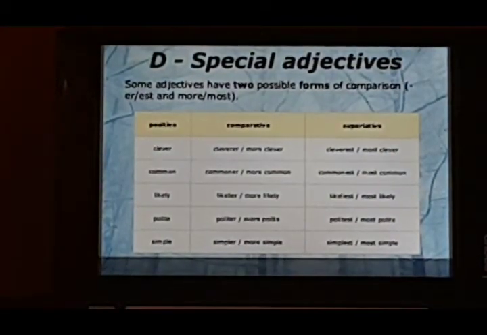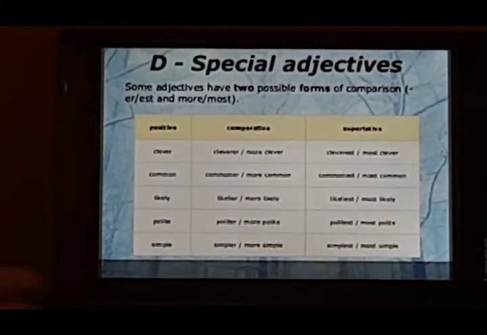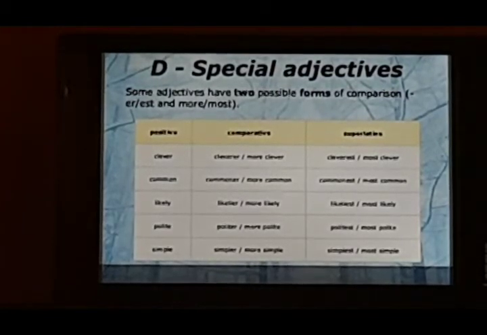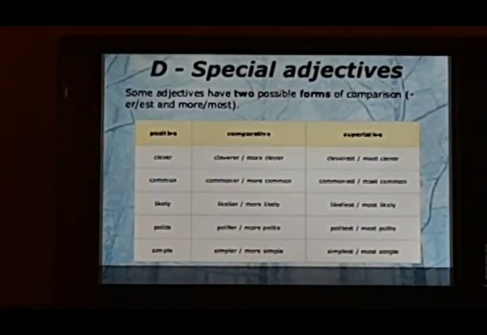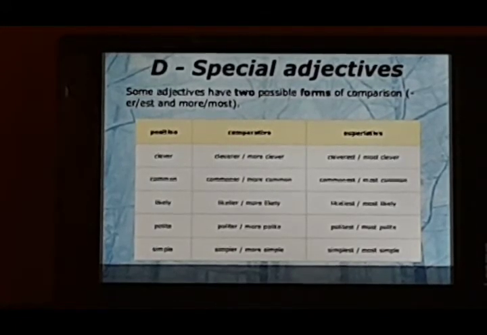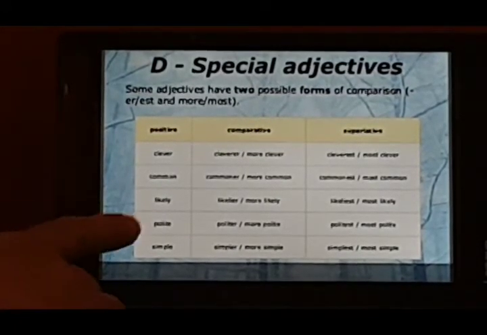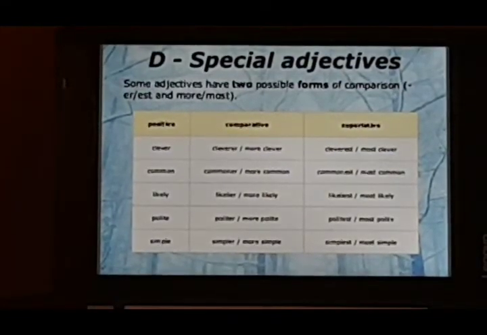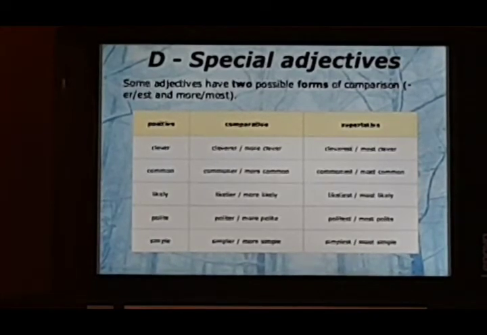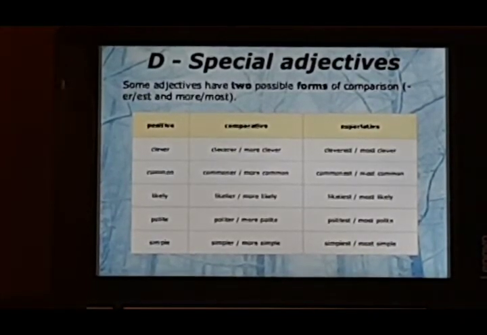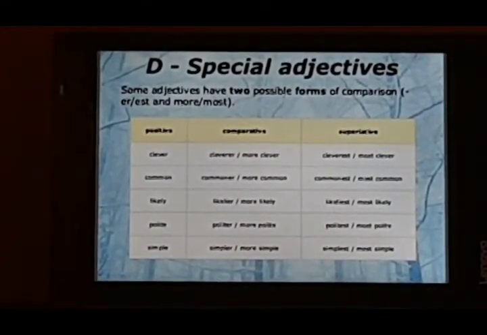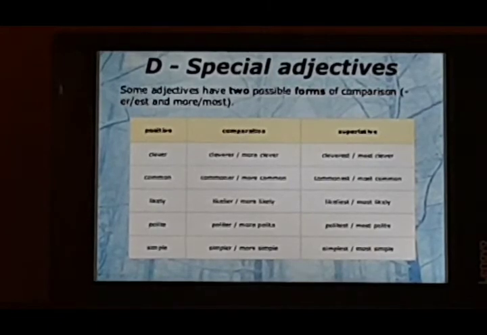Now again there are some special adjectives which can take more than one form. For comparative we can use 2 forms and both are correct. And again for superlative we use 2 forms, and both are correct. Like the word clever, we can use cleverer also, we can use more clever also, and cleverest as well as most clever. Common, commoner, more common also. Commonest, most common also. Likely, likelier, more likely. So both are correct for them. So these are some things which you have to remember.